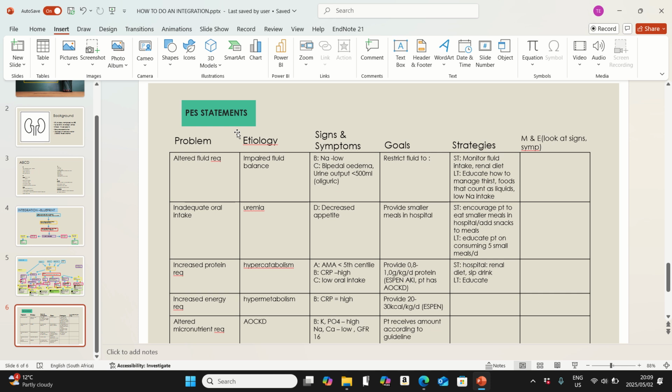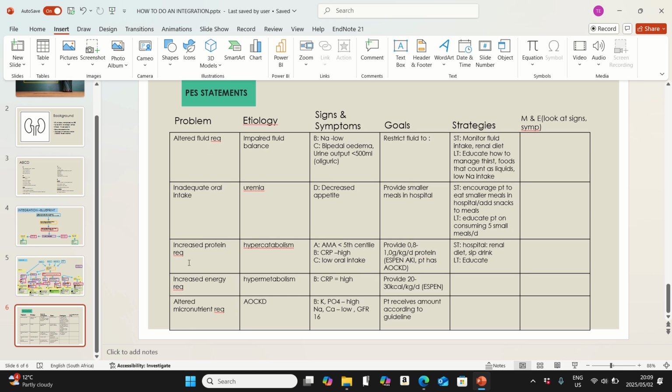Okay. Also with your best statements, ideally, they would like you to prioritize your best statements in your table. So the most pressing issue you start with, and then you continue as you go along, right? So the most important to the least important. In this case, I put the altered fluid requirements because the patient had bipedal edema. Then I added in the inadequate oral intake. Then I did the protein and energy and the micronutrients. I didn't add in everything because this is just to give you an example of how to do the best. But everything comes from your integration.